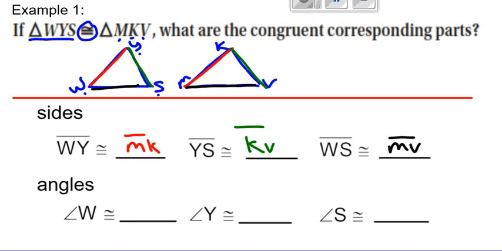All right, angles. Angle W to angle M. Angle Y is congruent to angle K. And finally, angle S is congruent to angle V. Okay, so once you get your triangles drawn, it's a pretty simple process.